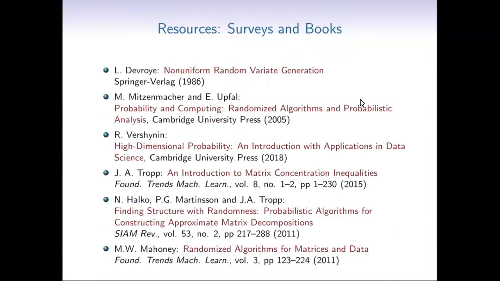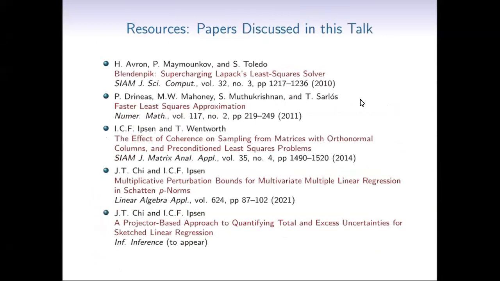So if you're interested in this, there are a number of surveys and books. There's the book by Luc Devroye. A good undergraduate computer science textbook for randomized algorithms is the one by Mitzenmacher and Upfal. Vershynin has a pretty recent book on high-dimensional probability, and Joel Tropp is always good at explaining things. In terms of matrix concentration inequalities, randomized algorithms, and Michael Mahoney has a monograph on randomized algorithms that's much more practical. So this is a more theoretical one, and this is the practical complement. And these are some of the papers that I referenced.